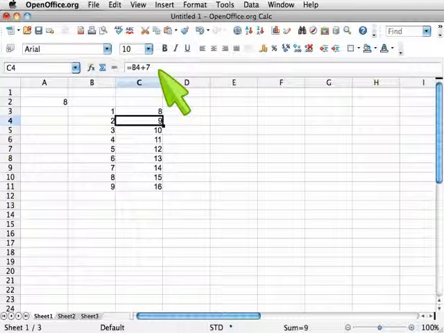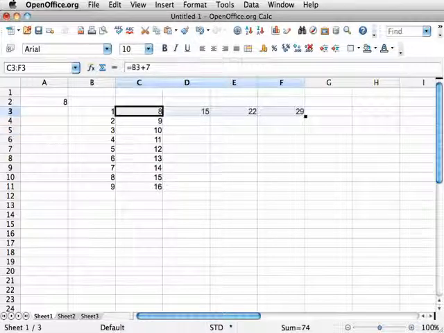Notice that in cell C4, the formula is equals B4 plus 7. That is, the B3 in the formula above has been changed to B4. What the formula is saying is take the cell that I'm in, go back one cell to the left, get that cell reference, and put it into the formula. This is the idea of a relative reference. Notice the same thing has happened in cell C5.